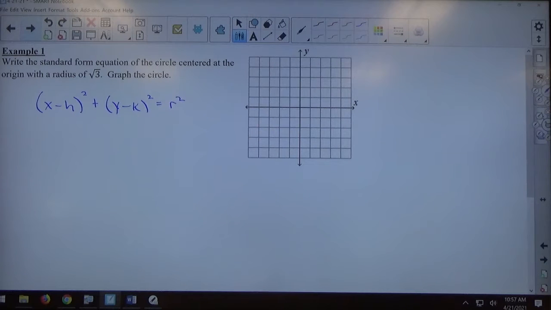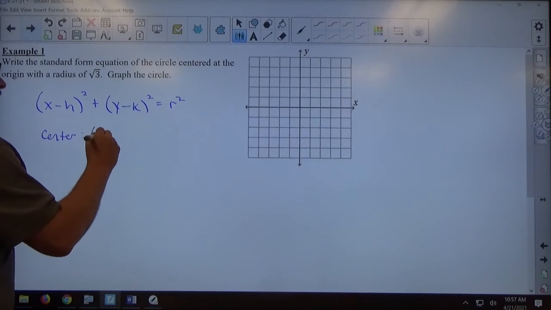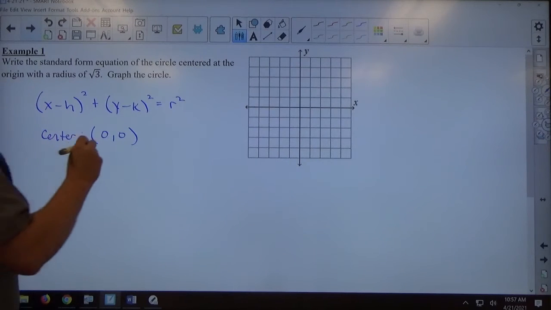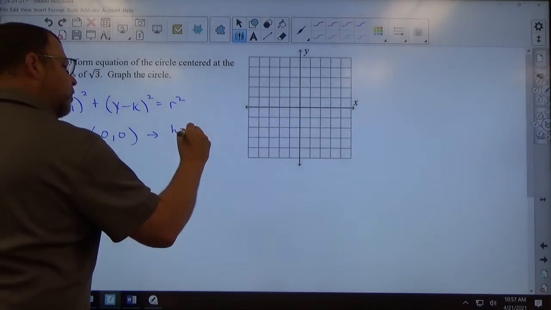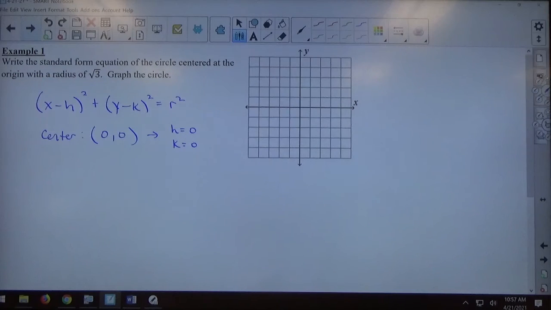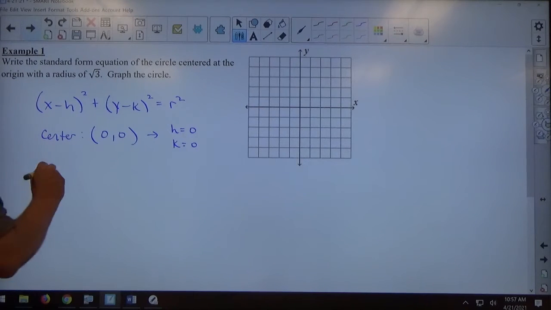All right, so when it says the center is the origin, what's the origin? 0, 0. Center is origin 0, 0, right? So the center is 0, 0. That tells me that h is equal to 0 and k is equal to 0. Again, that's what the center is every time. It's h and k. H lives with x, k lives with y, just like it did in the parabolas, just like with all the other conic sections we deal with. So the center coordinates given to me allow me to figure out h and k. The radius is the square root of 3.